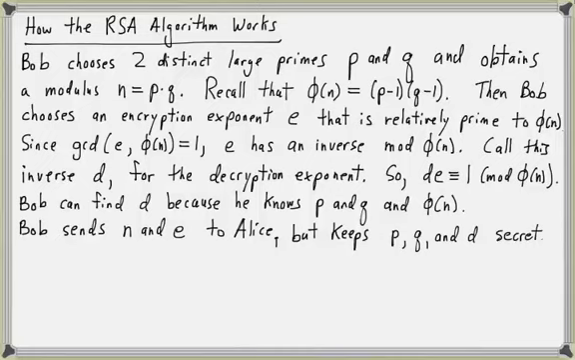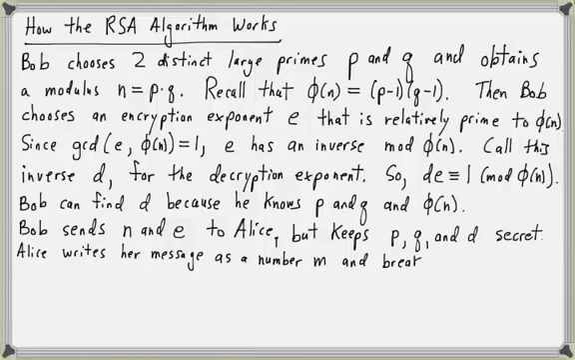Okay, so now Alice will encrypt her message. So Alice writes her message as a number M, and breaks it up into blocks that are smaller than N. So for now, let's just assume that M is less than N.